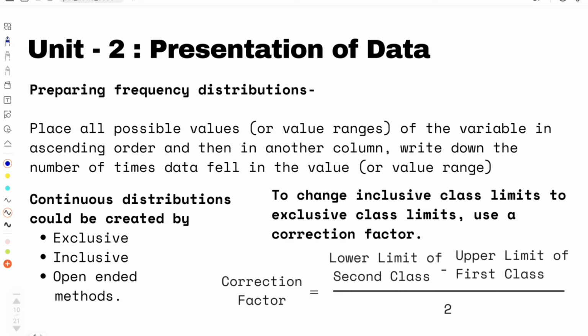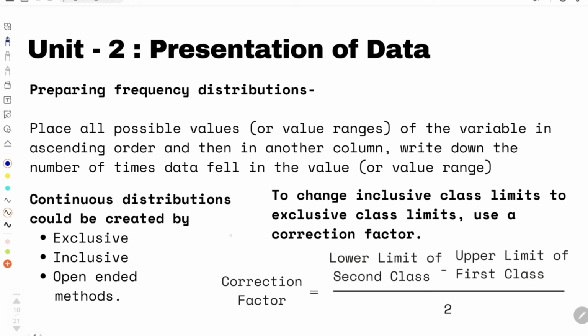So how we use it is that we calculate a correction factor and we add that correction factor to the upper limits and subtract the correction factor from the lower limits, like that we can use. So how is this correction factor calculated? We take the lower limit of the second class and subtract the upper limit of the first class from it, and divide it by 2.